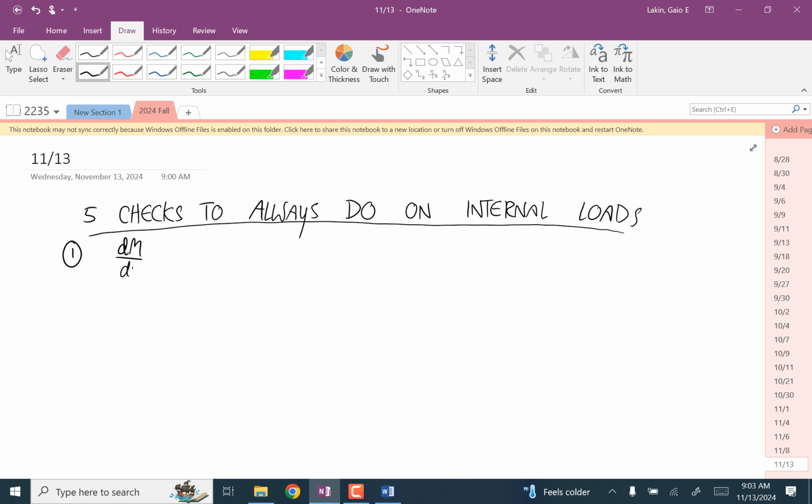dM/dx has to be equal to V. That has to be true point by point. And then the second one is negative dV/dx has to be equal to q. And then there are three checks on endpoints. The first one is the shear force is equal to 0 at an endpoint.